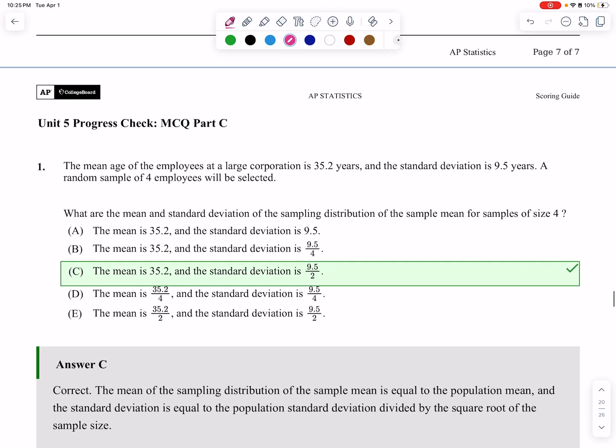And let's go to part C. The mean age of employees of a large company is 35.2, with a standard deviation of 9.5. A random sample of 4 employees will be selected. We want the mean and standard deviation of the sampling distribution of the sample mean of size 4. Okay, so the mean is going to be the same, 35.2, and the standard deviation is going to be 9.5 over the square root of the size, which is 4.